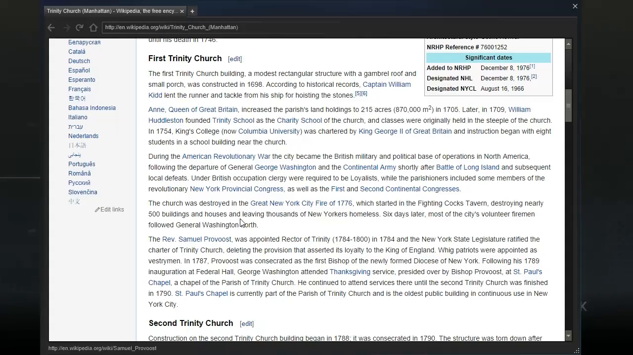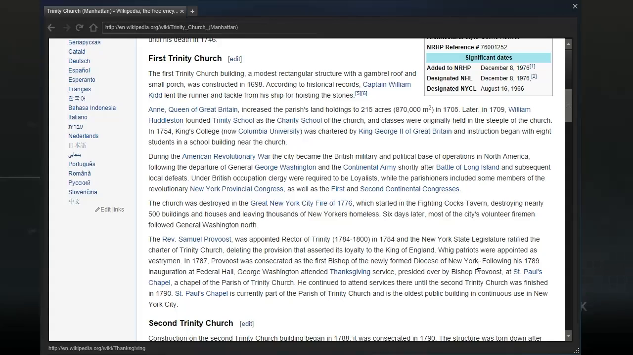The Reverend Samuel Provost was appointed rector of Trinity, 1784 to 1800. In 1784, the New York State Legislature ratified the charter of Trinity Church, deleting the provision that asserted its loyalty to the King of England. Whig patriots were appointed as vestrymen. In 1787, Provost was consecrated as the first bishop of the newly formed Diocese of New York.